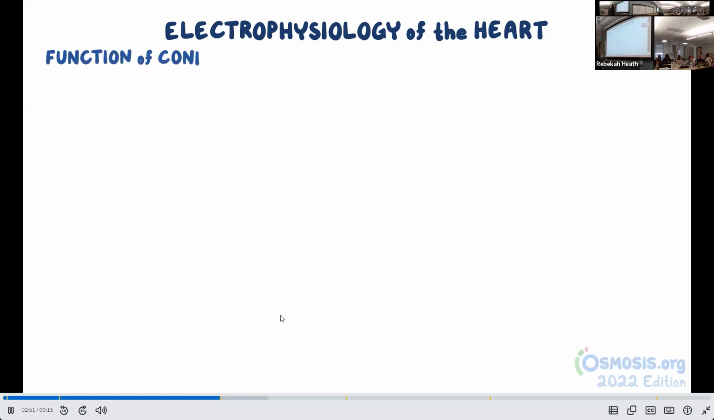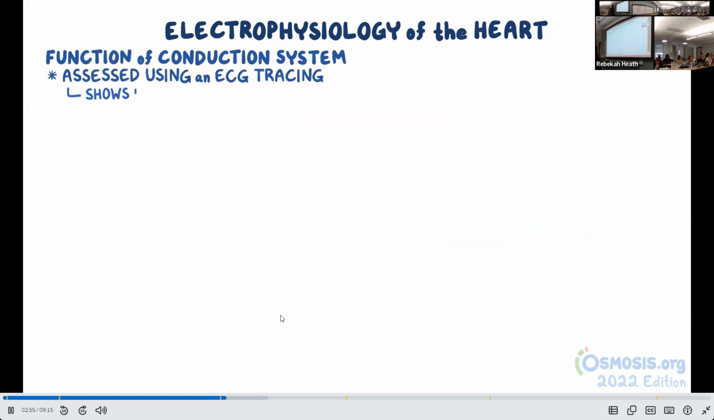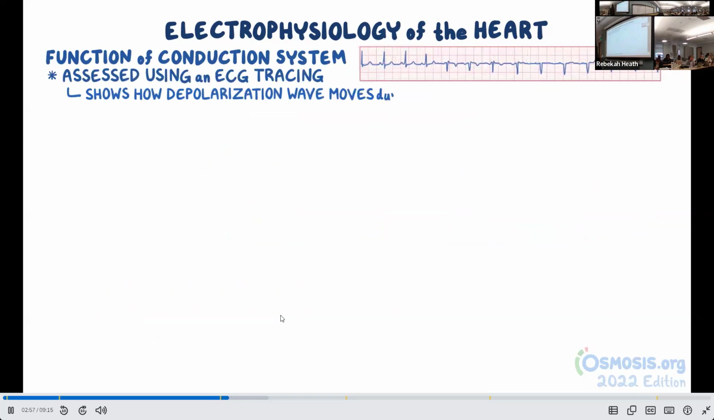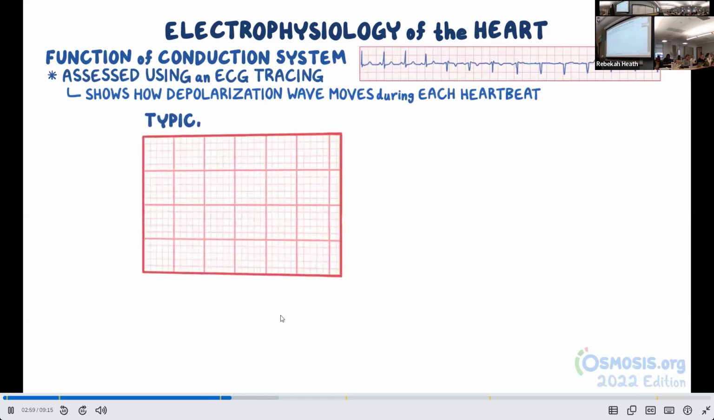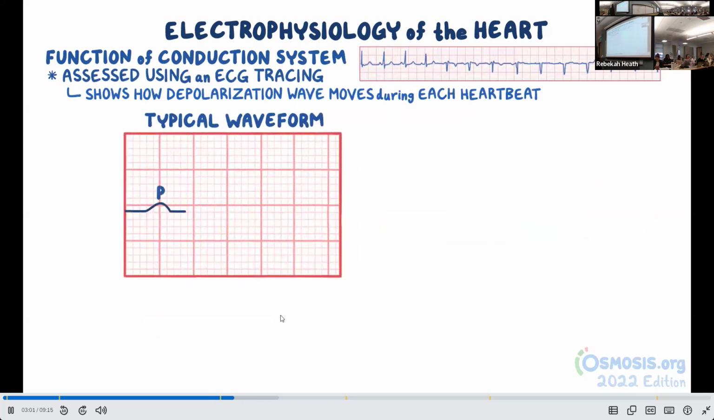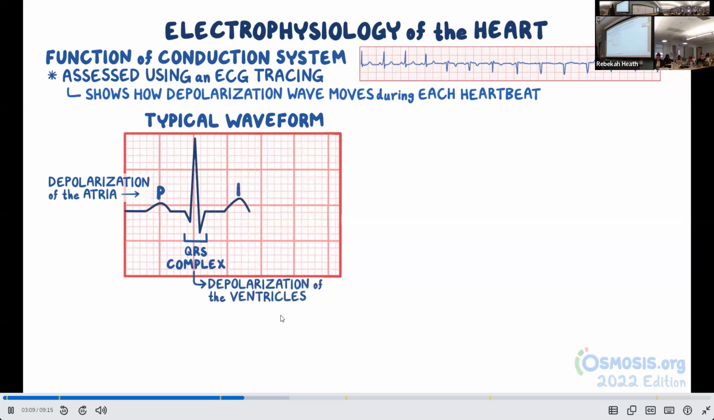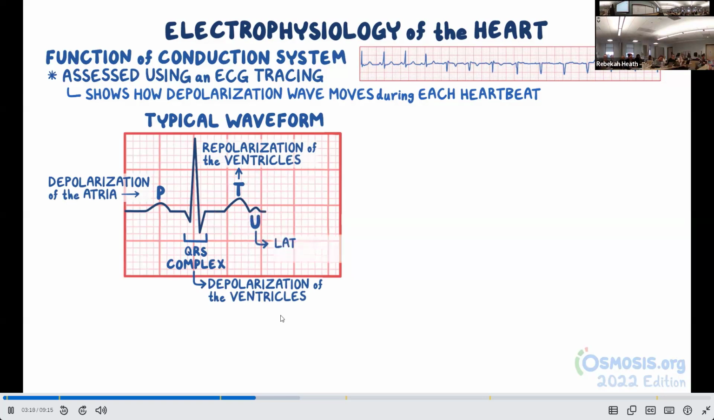Now, the function of the heart's conduction system is typically assessed using an ECG tracing, which shows how the depolarization wave moves during each heartbeat. So in a typical waveform, there's a P wave, which represents the depolarization of the atria, a QRS complex, which represents depolarization of the ventricles, and a T wave, which represents the repolarization of the ventricles. Sometimes, immediately after the T wave, there's a U wave, which represents late repolarization of the ventricles.